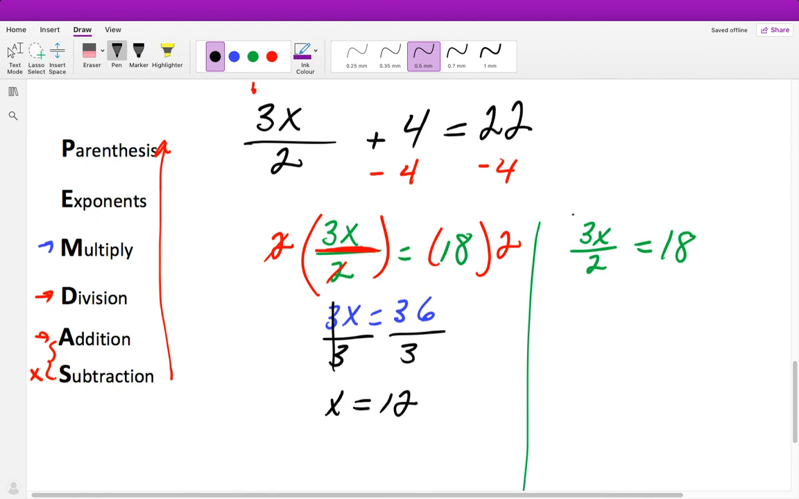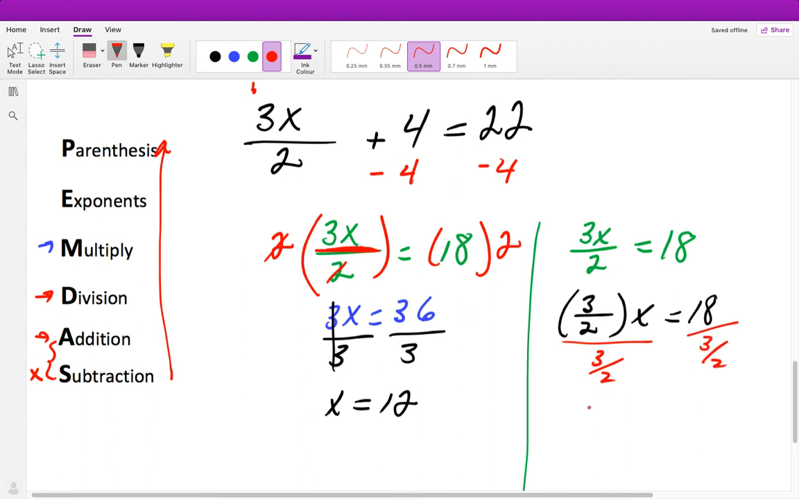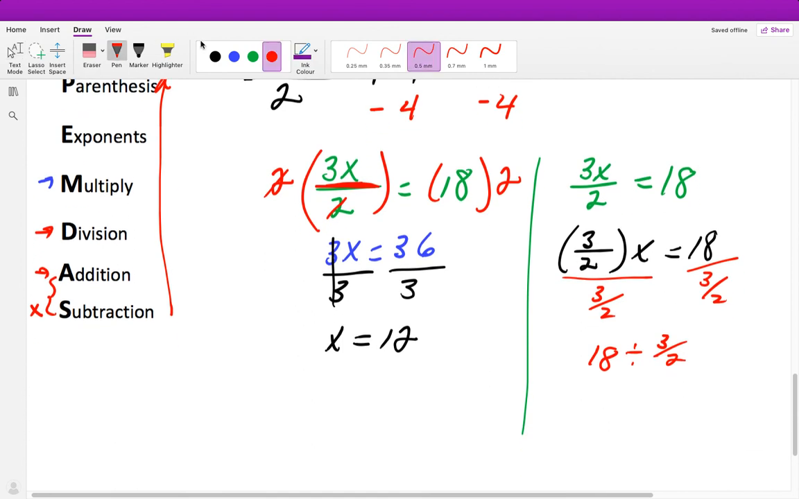Or another way you can think about this is you can say that this is 3 over 2 x is equal to 18. So you can think about the entire fraction as being multiplied to my x right now. So what I can do is I can go ahead and divide each side by 3 over 2. And when I divide by a fraction, remember we keep, change, flip. So that means that we will go ahead and keep our first number as 18, change to multiplication, and we flip to 2 over 3. And now we can go ahead and multiply: 18 times 2 is 36. 36 divided by 3 is equal to 12. So then we got our answer as x is equal to 12, right?